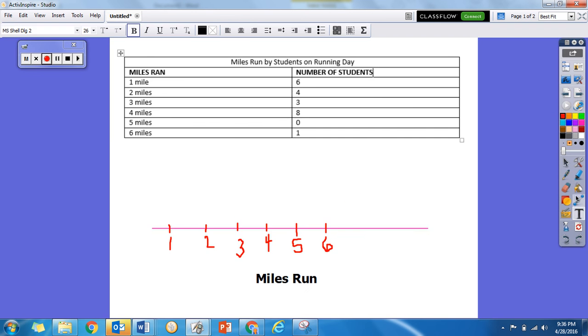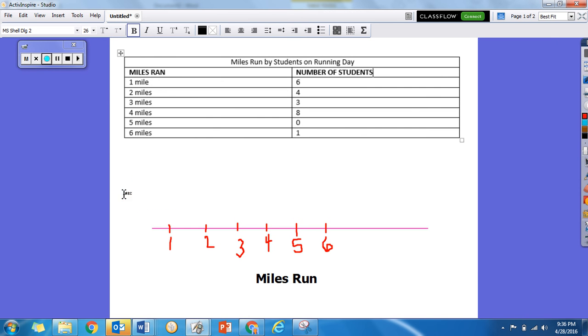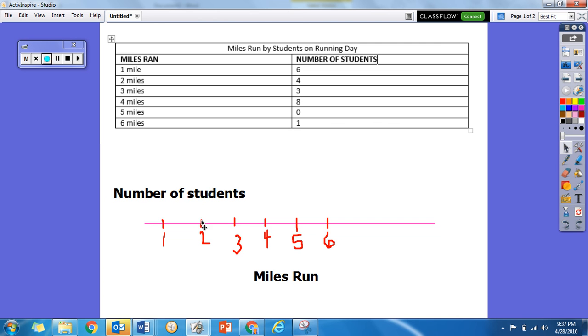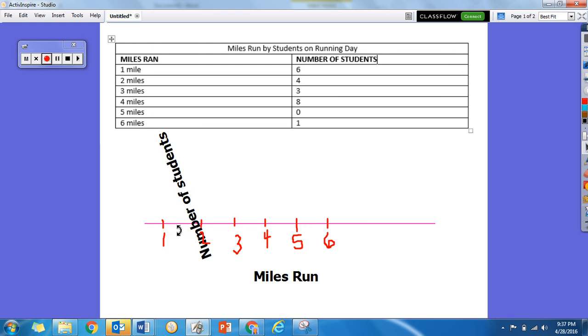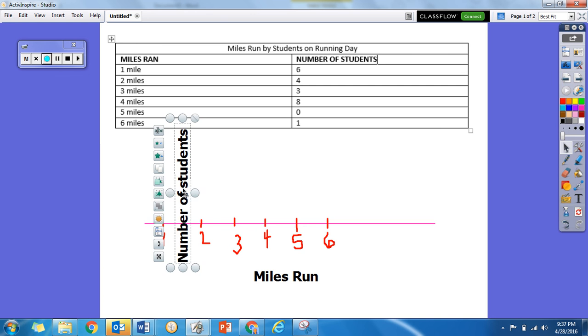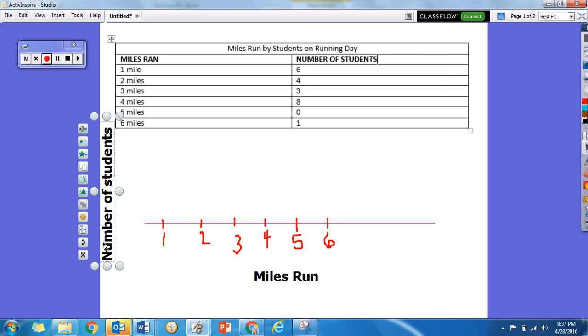On the side over here, we're going to write the number of students. I'm going to see if I can turn this. I'm not quite sure how to do that. There we go. Number of students. If you want to write it sideways up your paper, that works. The reason it is turned this way is that it's talking about the vertical part of our graph. The horizontal part of our graph is the miles run. The vertical part is the number of students.